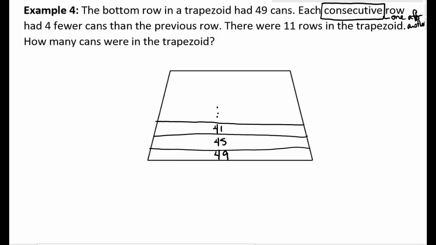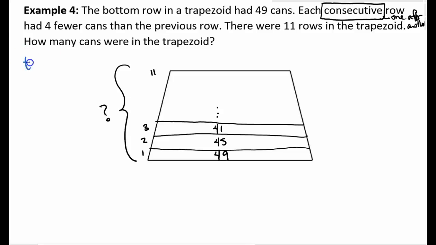There are 11 rows, so 1, 2, 3, all the way up to 11. How many cans are in the whole thing? Well, you could do this a couple ways. You could go ahead and figure out the number of cans in each row and then consecutively add them. Or we can use the shortcut that is our formula. But in order to use the formula, you need to be able to identify what information you know.